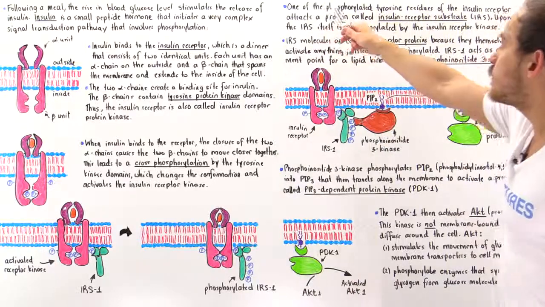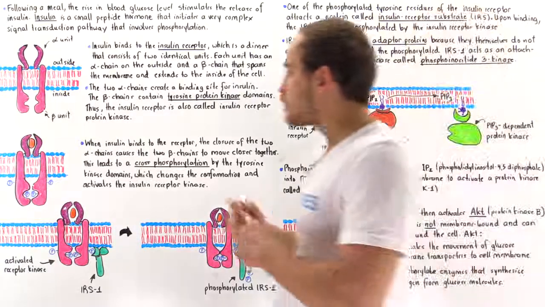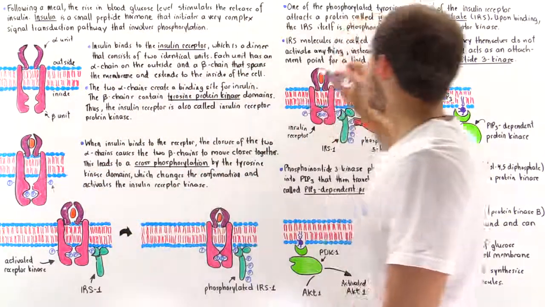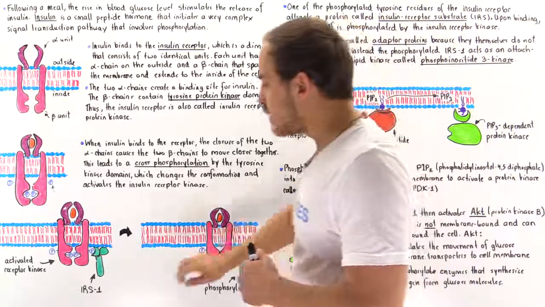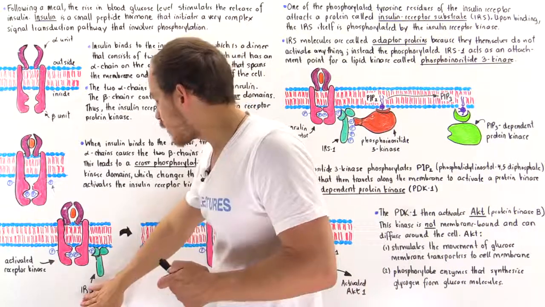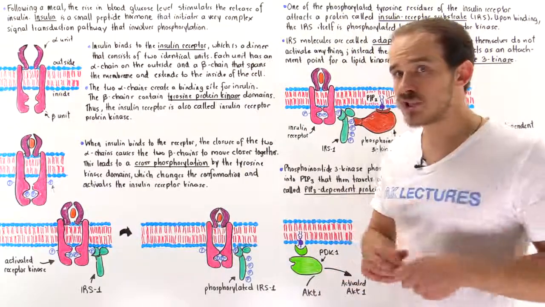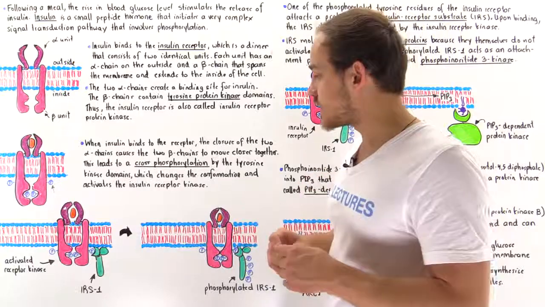So one of the phosphorylated tyrosine residues on the insulin receptor, more specifically this one over here, basically attracts a protein called the insulin receptor substrate, or simply IRS. And in this particular case we call it IRS1, because we actually have another one called IRS2, which exists in a different pathway that we're not going to look at in this lecture.